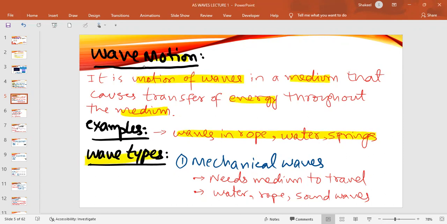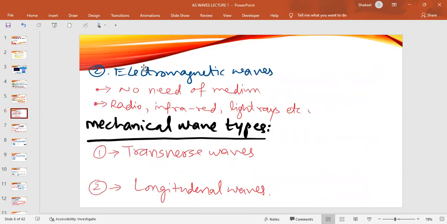What are the wave types? There are 2 types of waves. One is the mechanical wave, which needs a medium to travel. For example, water, rope, and sound waves are mechanical waves. Electromagnetic waves are the second type. These don't need any medium to travel. Radio, infrared, and light rays are examples of electromagnetic waves. The mechanical waves are of 2 types, transverse and longitudinal.